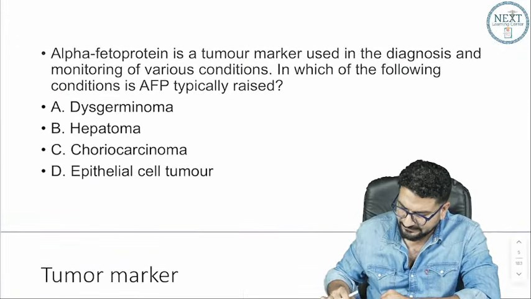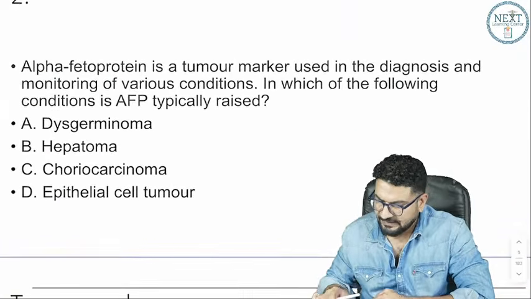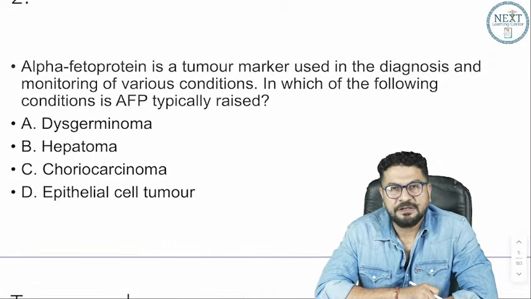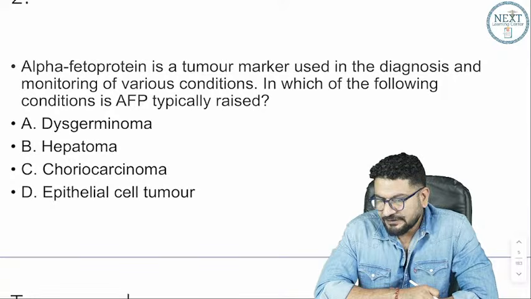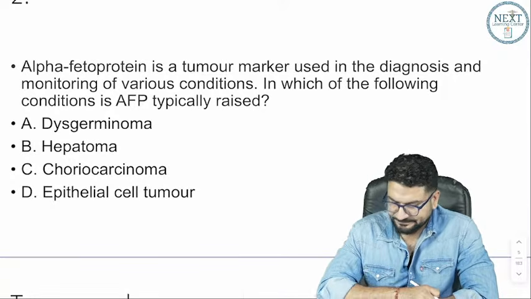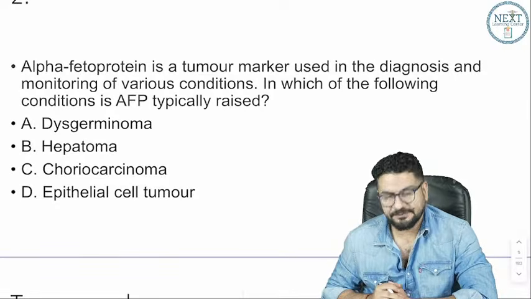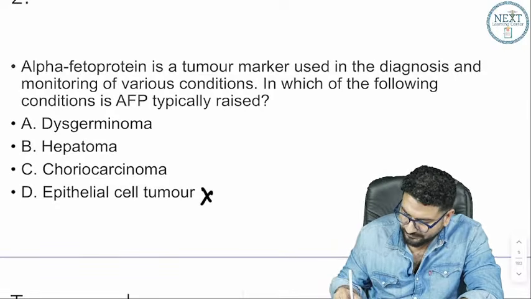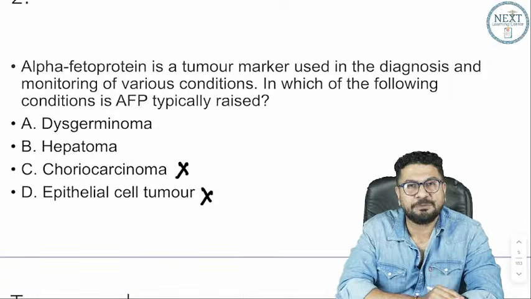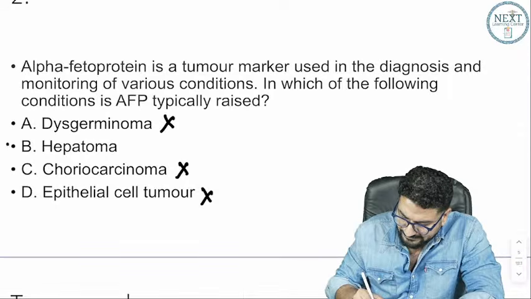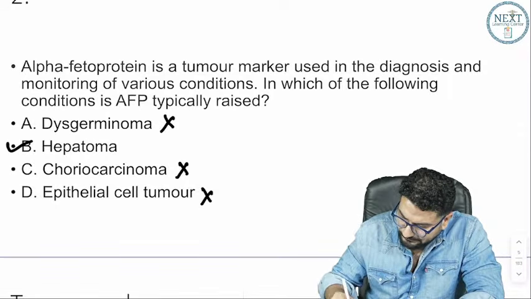Try to answer this. Alpha fetoprotein is a tumor marker used in diagnosis and monitoring of various conditions. But now they're asking you, it's the tumor marker for which tumor? Germinoma, hepatoma, choriocarcinoma, epithelial cell tumor. Now see, for choriocarcinoma we have a marker called beta HCG. So here remember alpha fetoprotein, this question also came many times in exam.